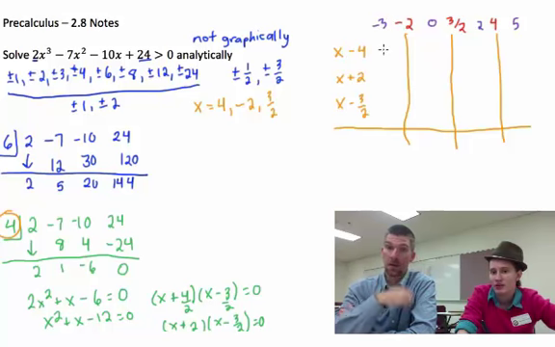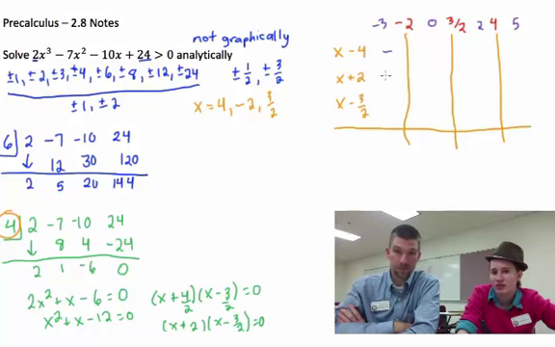If I plug in negative 3, that's a negative number. Negative 3, that's a negative. So then 0, that's going to be negative there. Positive.